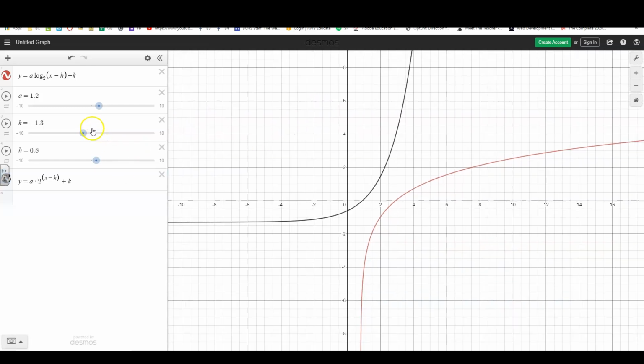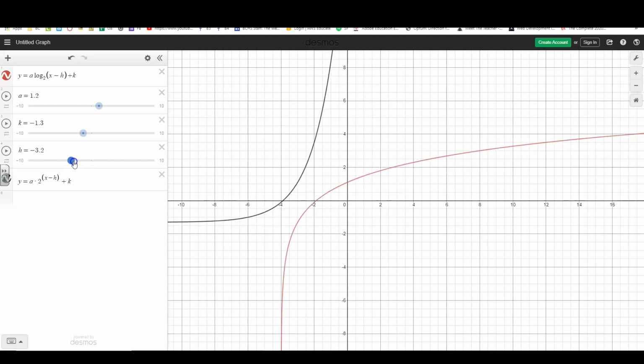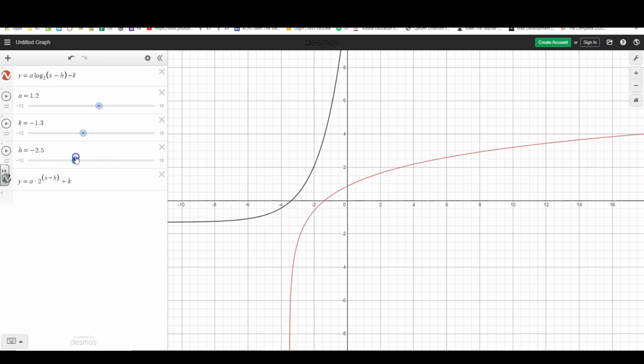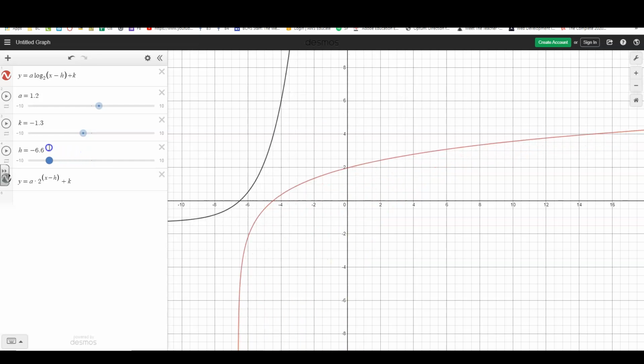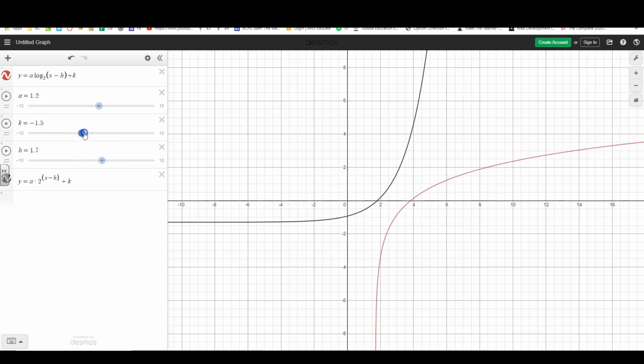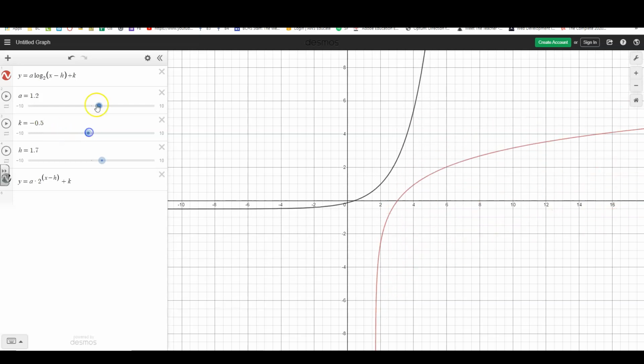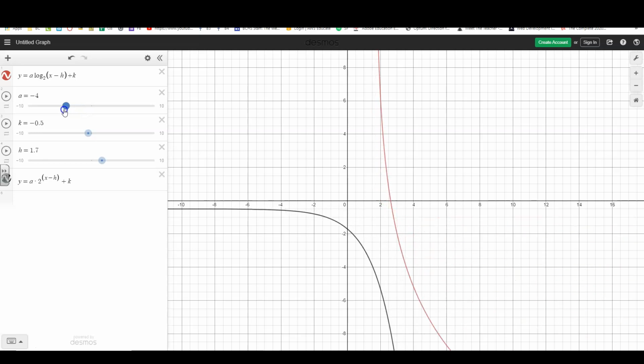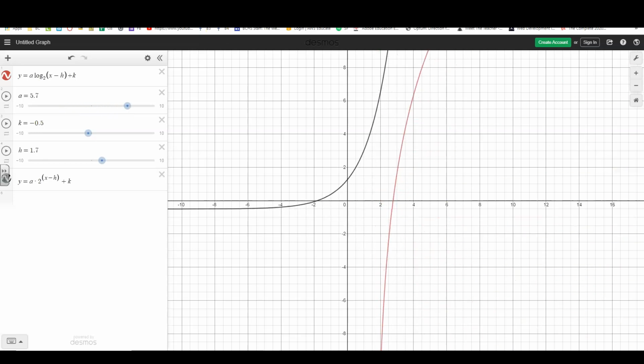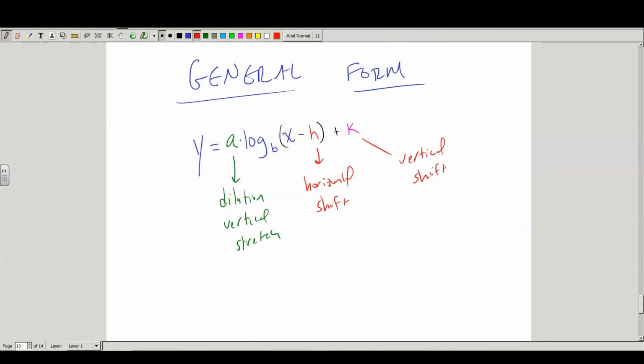Okay, so no matter what a, h, or k is, notice that the black and the red graphs are going to be reflections of one another. You can see that they're inverses, and they do the exact same thing. They either have a horizontal or vertical shift. The a value is just going to stretch them out in a certain way. So I want you to see and visualize that as we go through this.